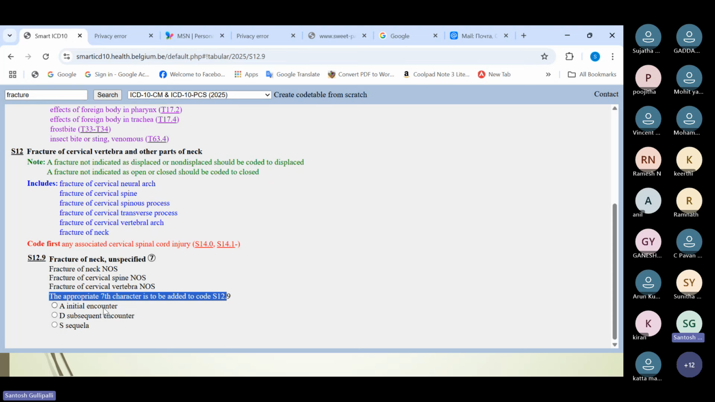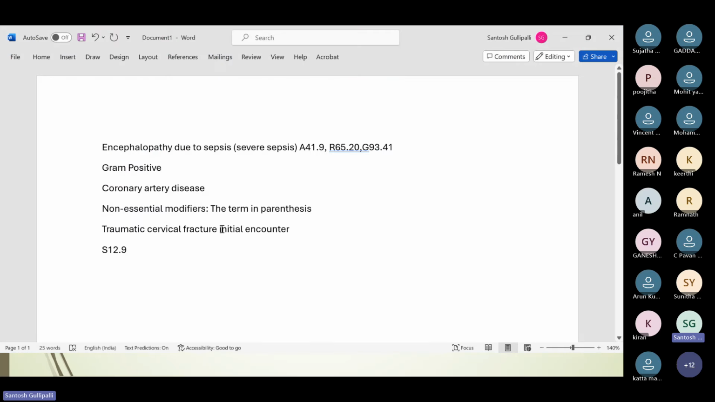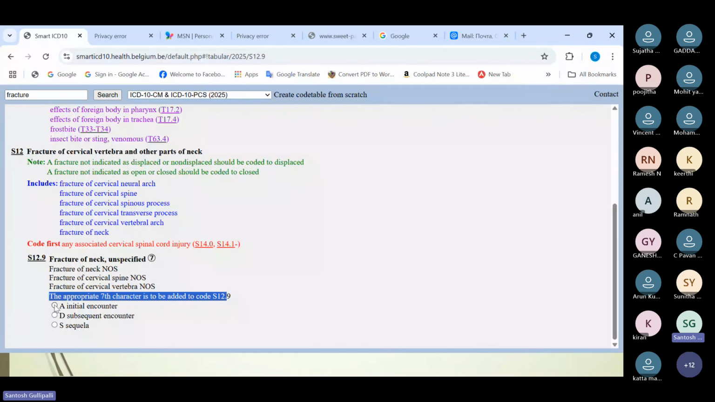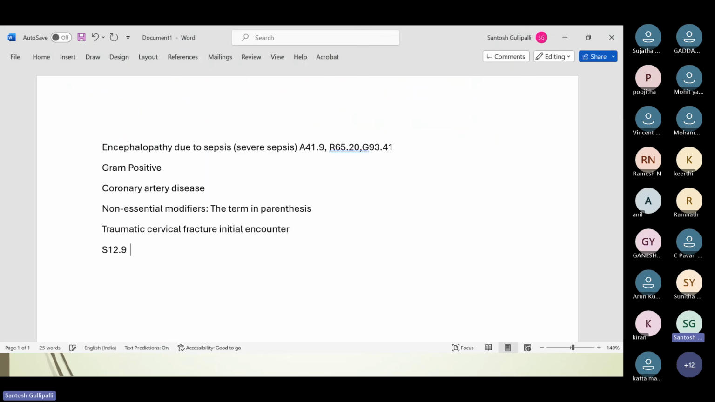A is initial encounter, B is subsequent encounter, S is for sequela. So we will discuss in detail in coming chapters what is initial, what is subsequent, and what is sequela. In this example, it is documented as initial encounter. Initial encounter means A, the seventh character.